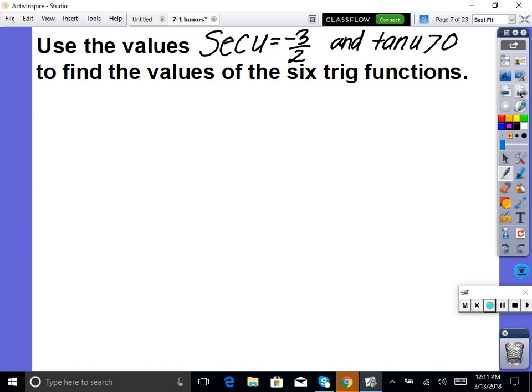Okay. All right, so here we just get right to the examples now. Use the values. This is a review problem. This is not an identities problem, a review problem.